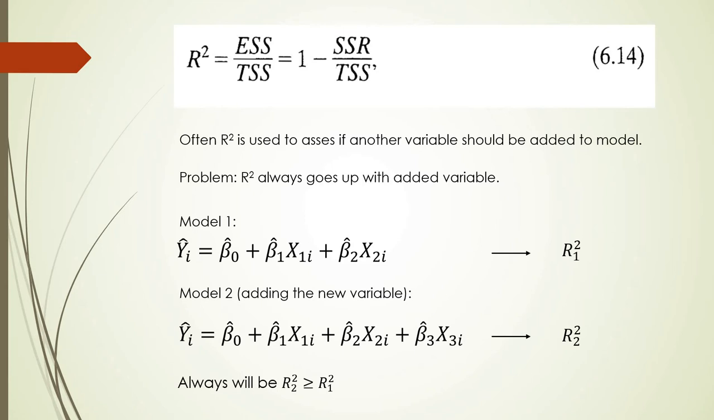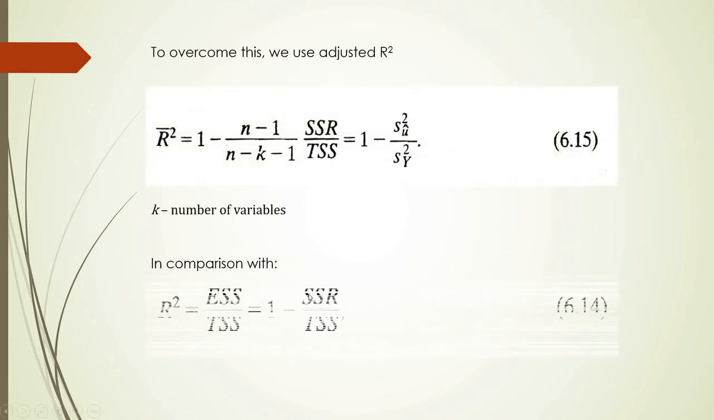This is why we need to make a correction of our coefficient of determination, R-square. So this is the correction. This part here is the correction. So we are reducing the size of the original R-square.